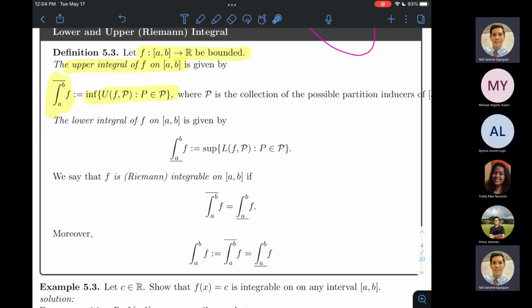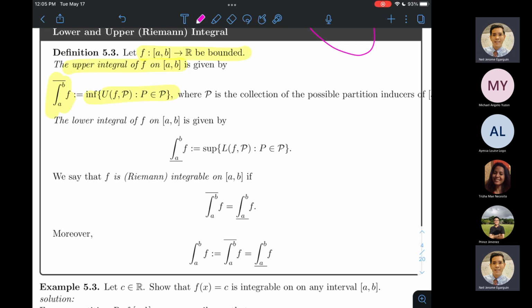So it's the integral from a to b of f with an upper bar. That means it's the upper integral. How do we compute the upper integral? It's the infimum ng lahat ng posibleng upper Riemann sum. Kasi sabi natin yung upper Riemann sum magbabago yan kapag kahit si f ay constant or hindi nagbabago or fixed, pero yung depende na yun sa partition inducer na pinipili mo.